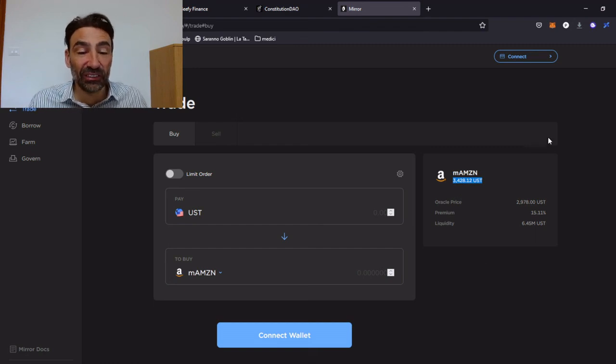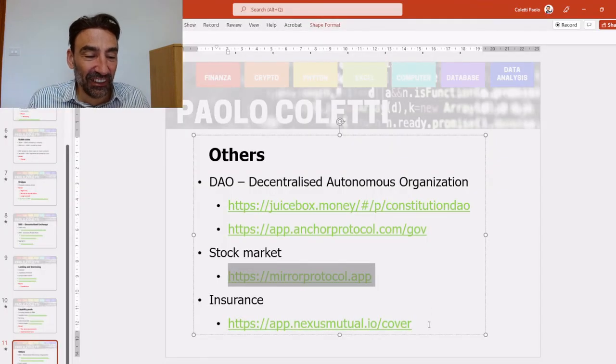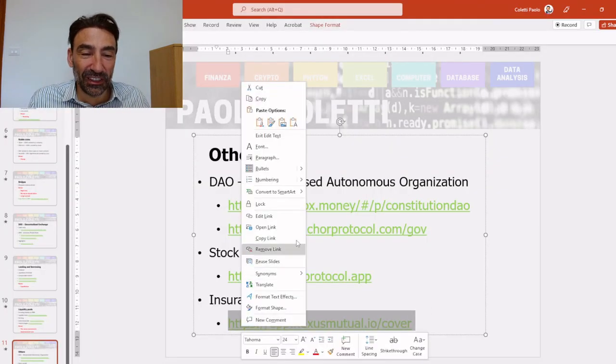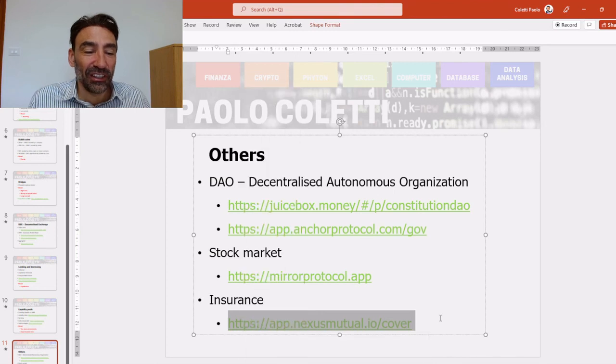Obviously, these are not real Amazon shares, they simply mimic the price. So it's a crypto token which is equivalent to an Amazon share. So you can invest in the stock market without exiting the crypto market. And finally, what really surprised me is the existence of smart contracts for insurances.